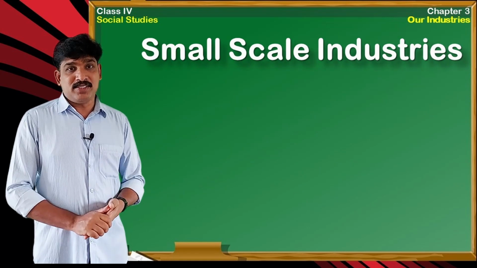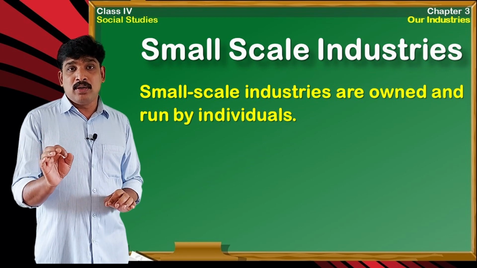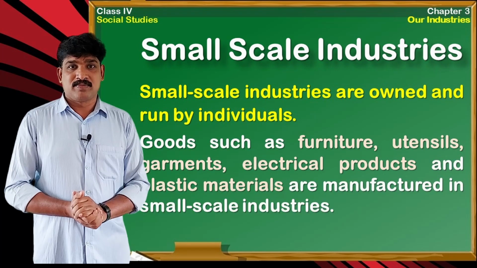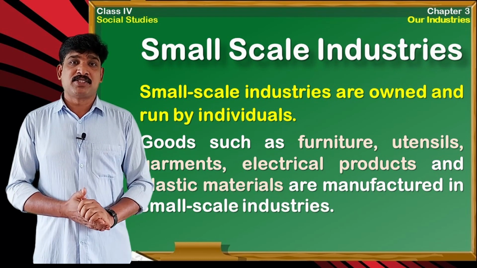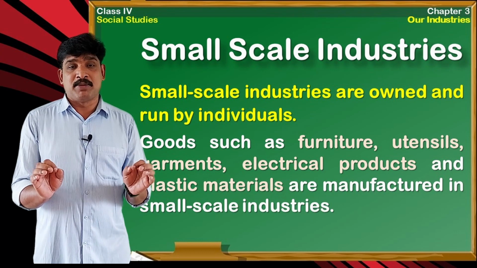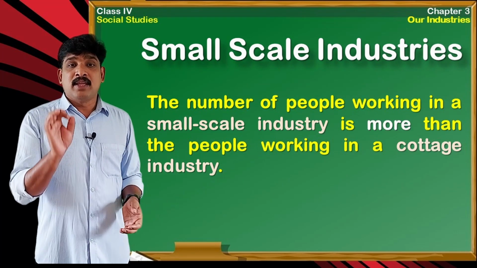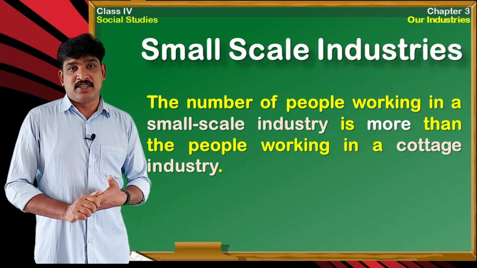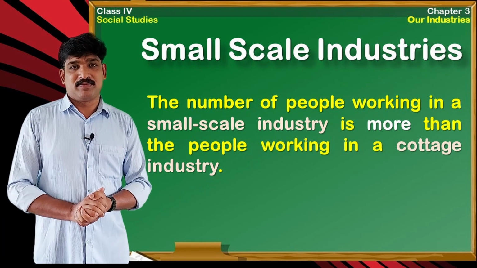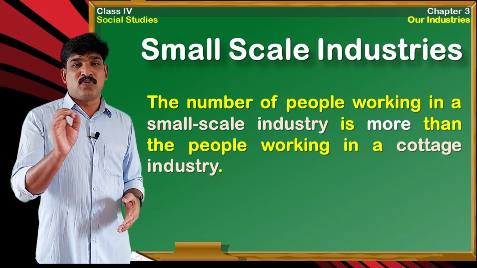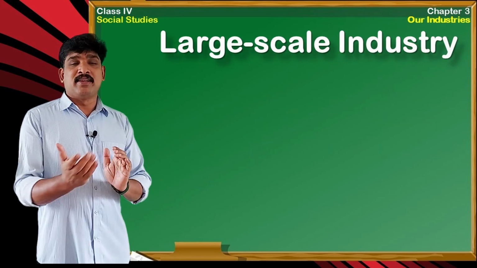Another type of industry is small scale industries. Small scale industries are owned and run by individuals. Goods such as furniture, utensils, garments, electrical products and plastic materials are manufactured in small scale industries. But the number of people working in a small scale industry is more than the people working in a cottage industry. The third classification of the industries based on their size is large scale industries.